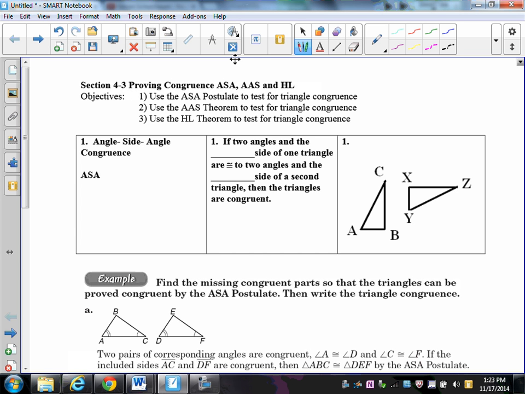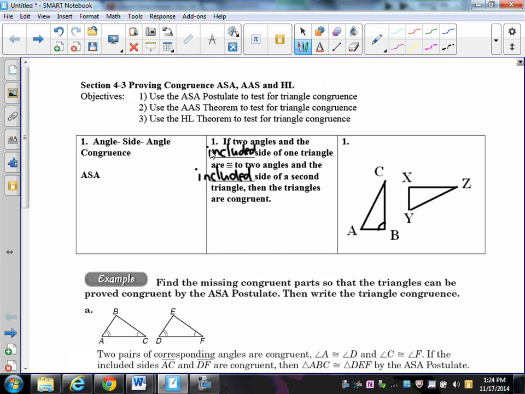So last time we talked about SSS and SAS. A stood for angle and S stood for side. The definition here is if two angles and the included side of one triangle are congruent to two angles and the included side of a second triangle, then the triangles are congruent. So remember that word included meant between.